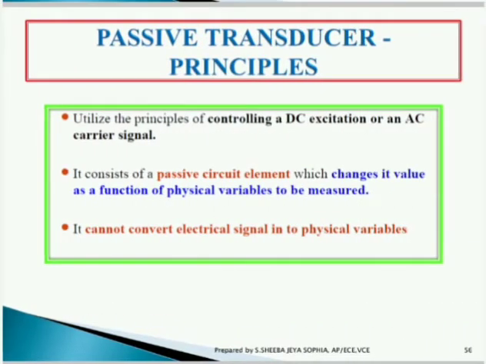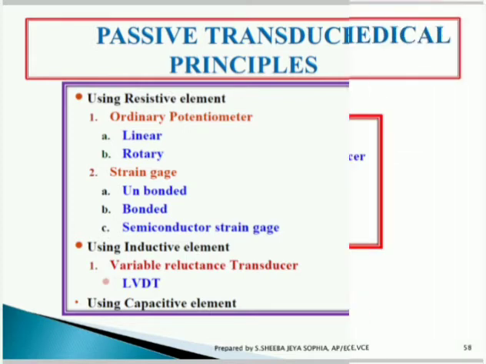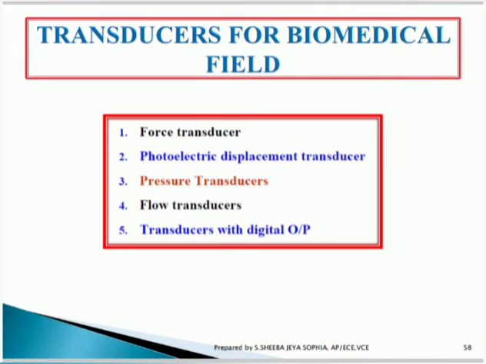Passive transducers, in other words, use a resistive element: an ordinary potentiometer, linear and rotary types, strain gauge, unbonded or bonded, semiconductor strain gauge. Using an inductive element like LVDT, and using capacitive elements are also available. So, especially for the biomedical field, we use transducers like force transducer, photoelectric displacement transducer, pressure transducer, flow transducers with digital output.